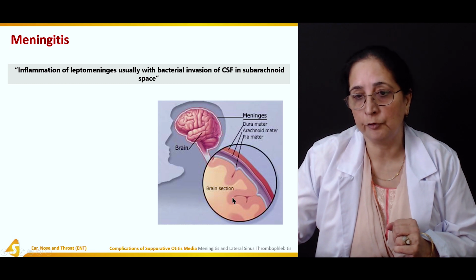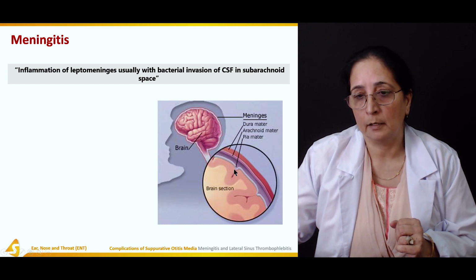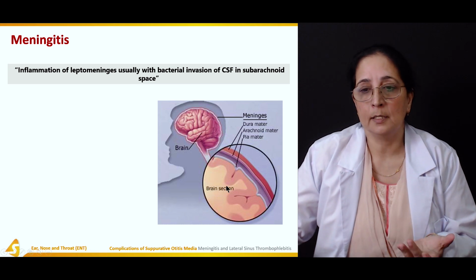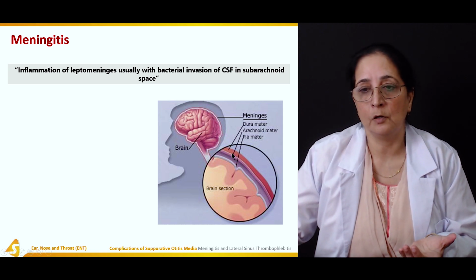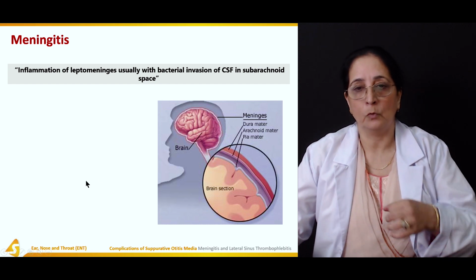Here you can see the three meninges. There is pia mater, arachnoid mater, and dura mater. These are the three meninges, starting from inside out. Pia is the innermost, arachnoid is the middle, and dura is the outermost meninge.